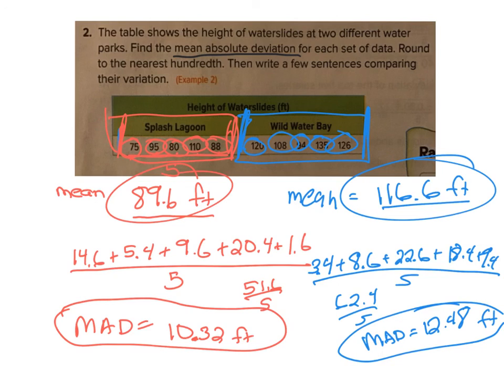I will give you one problem for you to try. It's an independent practice one. It's comparing longest bridges in the United States versus the longest bridges in Europe. And they each have 10 pieces of data. So you'll need to take each of those sets of data and find the MAD.